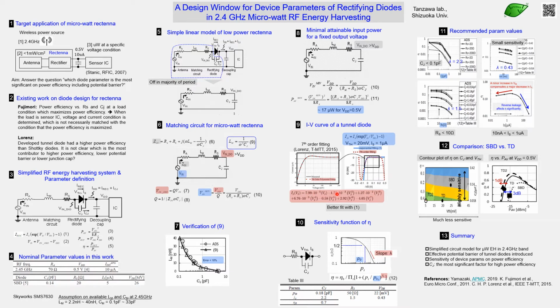So instead of using many fitting parameters, we tried to fit with this simple equation by using VTH as a parameter. When you input this value with 20 millivolt and IS of 1 microampere, we get this continuous line in blue, which is fit in this region.